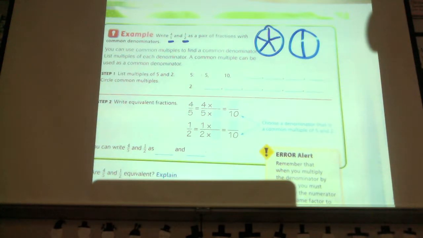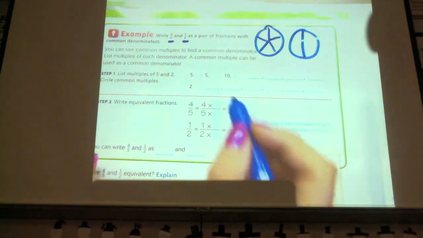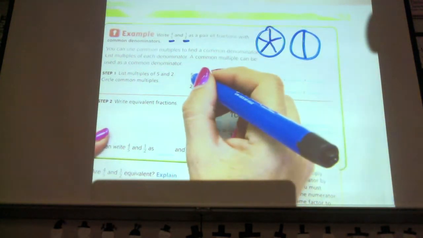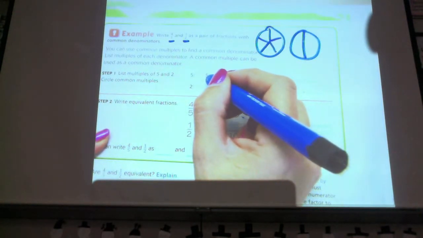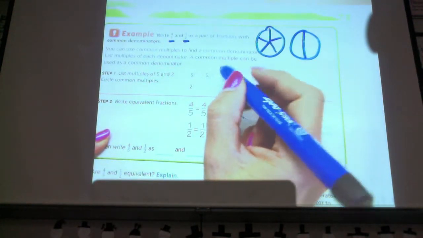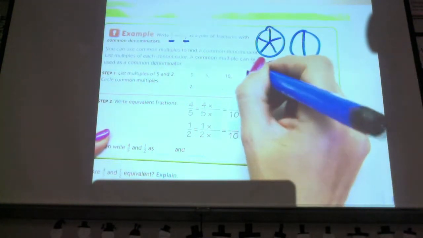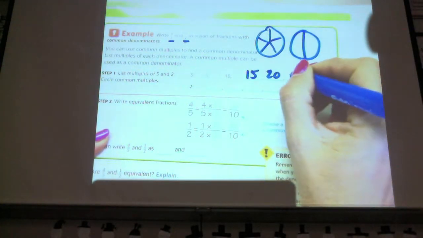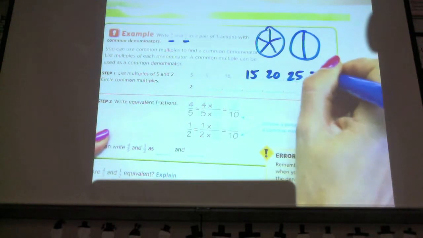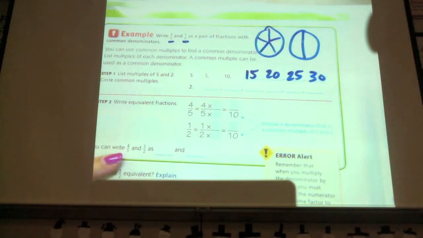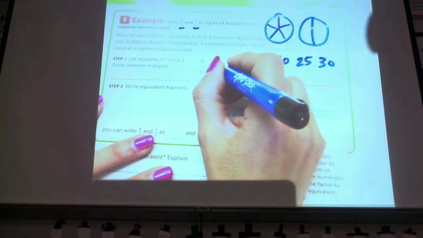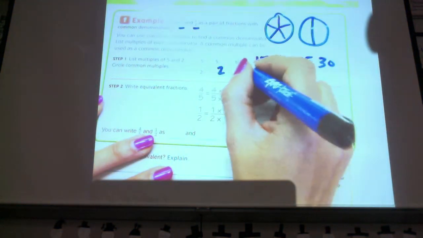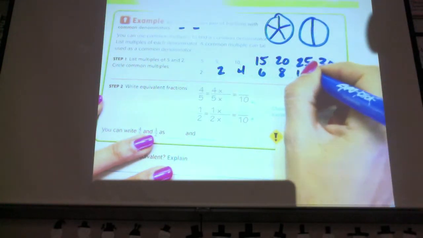Okay, so the first thing we're going to do is find the multiples of each of the denominators. The first one is 5. No, not factors. Multiples. 5, 10, 15, 20, 25, 30, and they didn't give us any more lines, so I'm going to stop there. Now I'm going to do the multiples of 2. 2, 4, 6, 8, 10, 12.